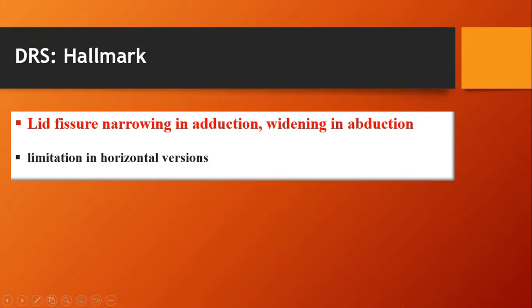But why do we put this limitation in a smaller font in the lower position? Because limitation in horizontal versions has a list of differential diagnoses. There are many causes that can affect the horizontal versions, many causes that may cause absent abduction, like sixth nerve palsy. So the second sentence is non-specific because this is a differential diagnosis. But once you see limitation in the version together with the hallmark, the first sentence, you are sure this is a case of Duane syndrome. Got it?